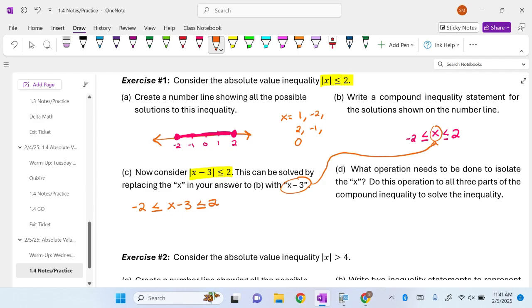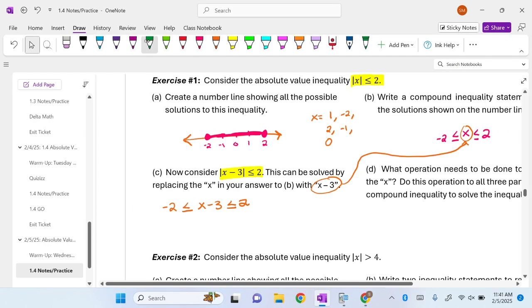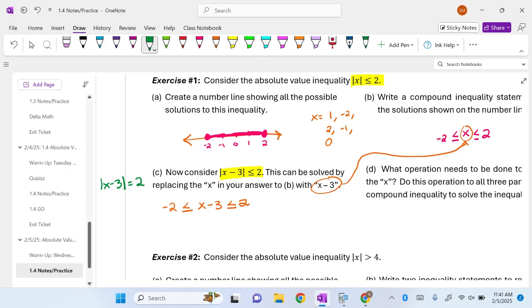So recall solving equations yesterday. What was the biggest thing that you had to do to get rid of the absolute value when you were solving equations yesterday? For example, if I had the absolute value of x minus 3 is equal to 2, how would you solve that equation? Not quite yet. What was the step that we had to do before we could start moving things? How do we get rid of the absolute value?